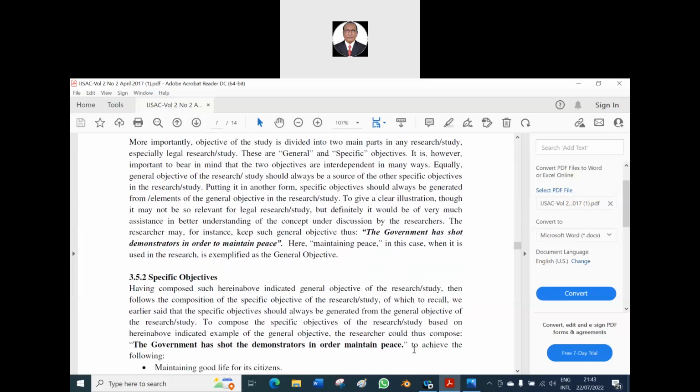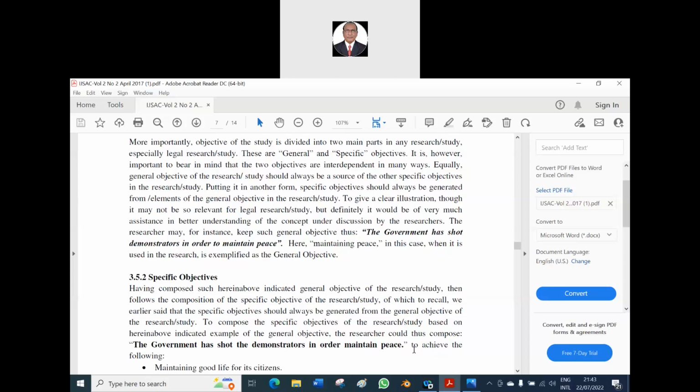So the specific objective is composed from the general objective of the research study indicated here and above. Following the composition of the general objective comes the specific objective of the research study, which, to recall, should always be generated from the general objective. To compose the specific objective based on the example of the general objective above, the researcher should thus compose: the government has shot demonstrators in order to maintain peace.